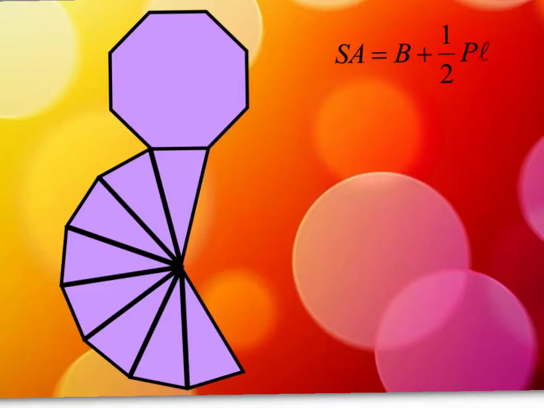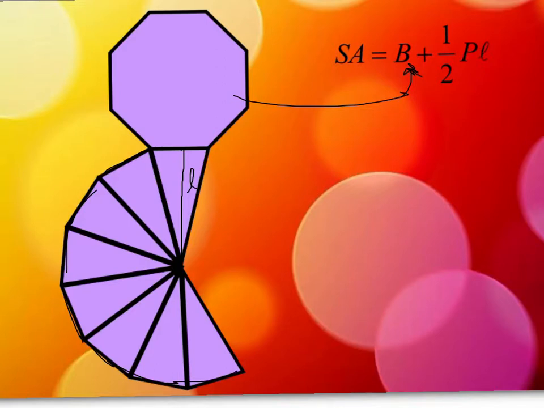Here is a pyramid that has an octagon as its base, with 1, 2, 3, 4, 5, 6, 7, 8 sides. So you would have to find the area of this base first, which would be the B. You can go ahead and draw arrows to that if you need to. And then you would need to find the height of one of these triangles, which would be L, and multiply that by the perimeter. So that is the perimeter of the bottom part.